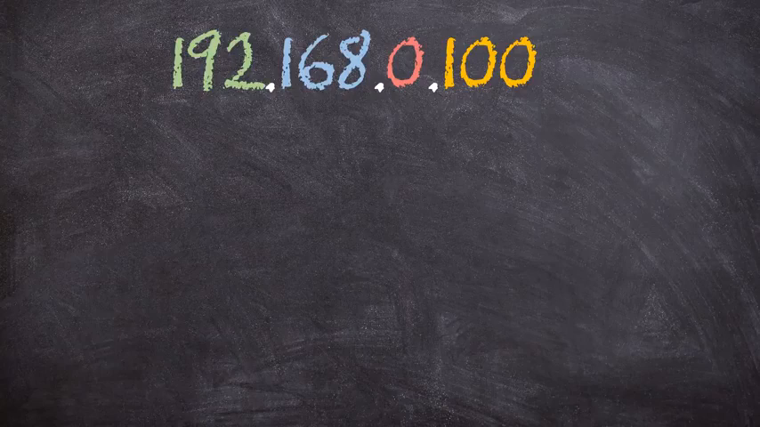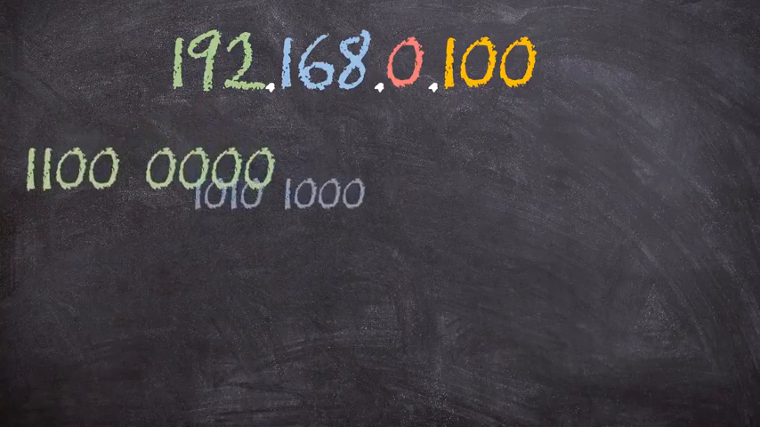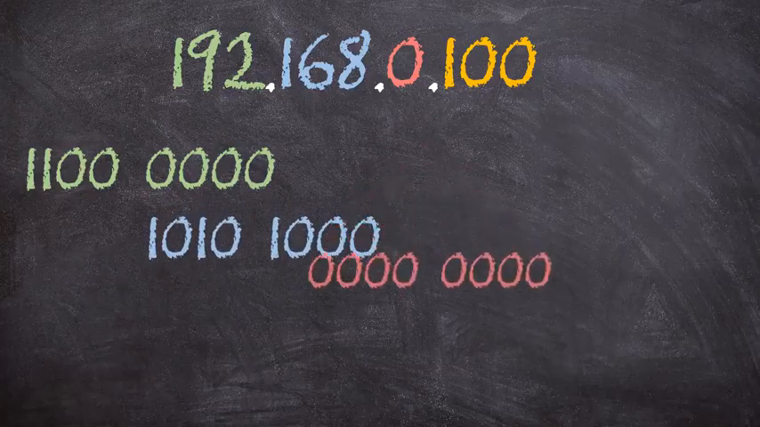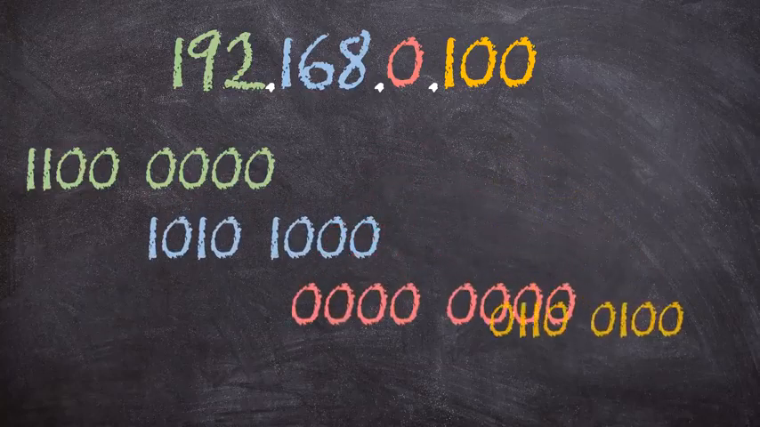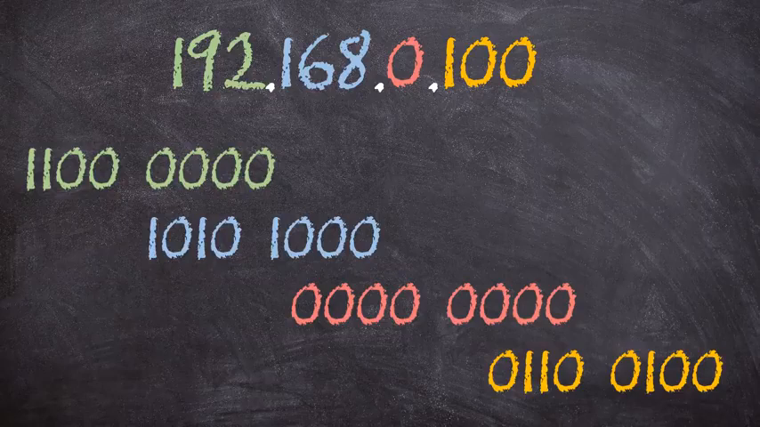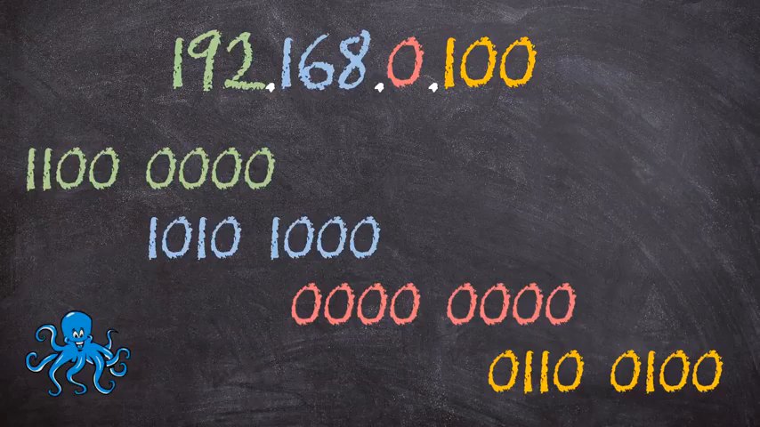It's 4 numbers separated by dots. Each of these numbers is called an octet, as each number is an 8-bit value. We break it up into 4 separate octets to make it easier for us humans. If you're having trouble remembering what an octet is, think of an octopus. An octopus has 8 tentacles, an octet has 8 bits.